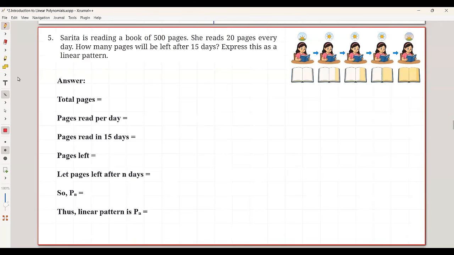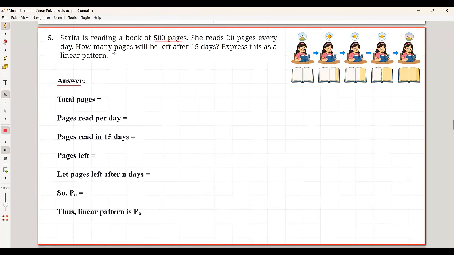77H. Fifth question. Sarita is reading a book of 500 pages. She reads 20 pages every day. How many pages will be left after 15 days? Express this as a linear pattern. Per day, she is reading 20 pages.